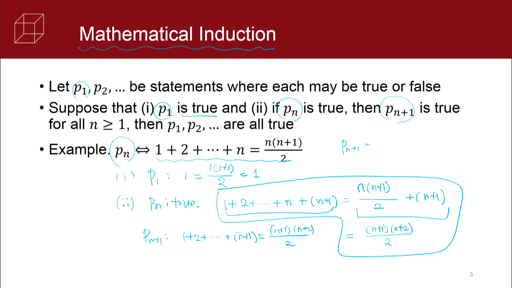So Pn plus 1 is equal to Pn plus n plus 1, right? So there is a recursive relationship between Pn plus 1 and Pn. All right.